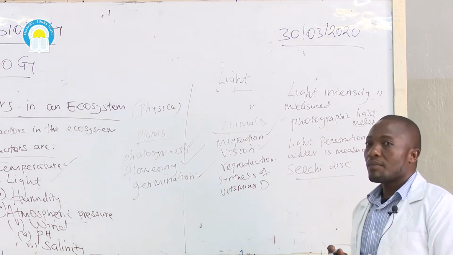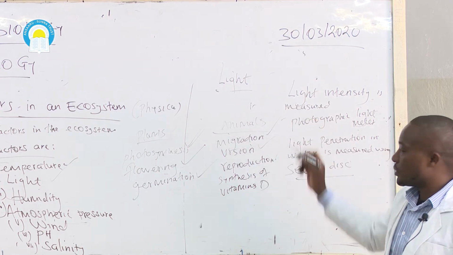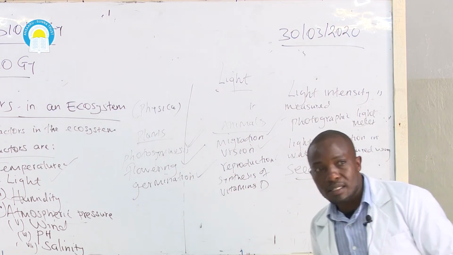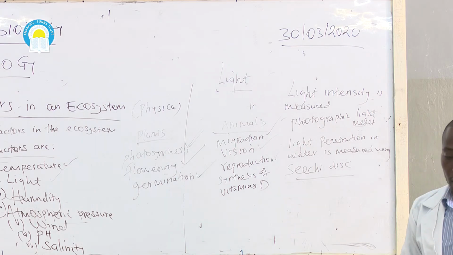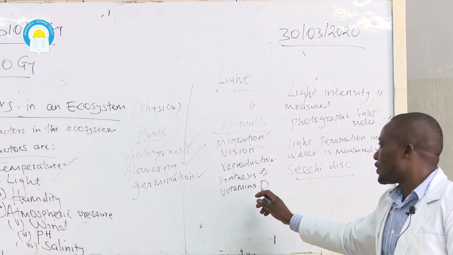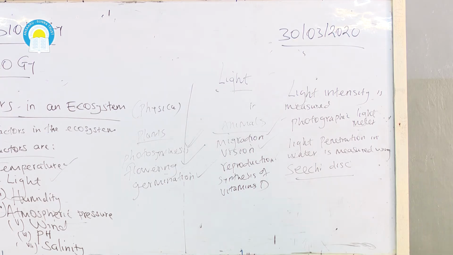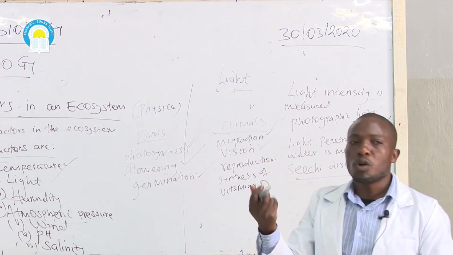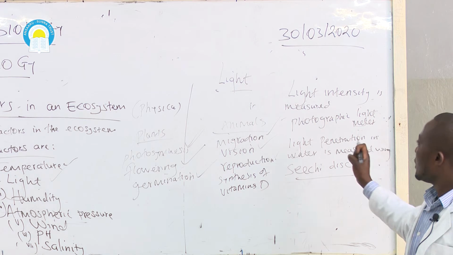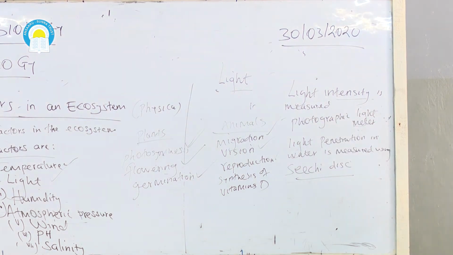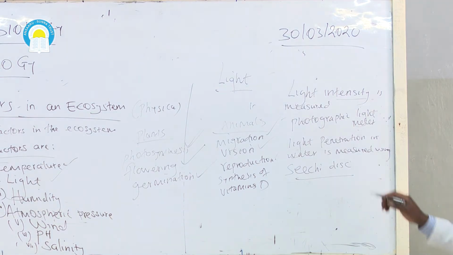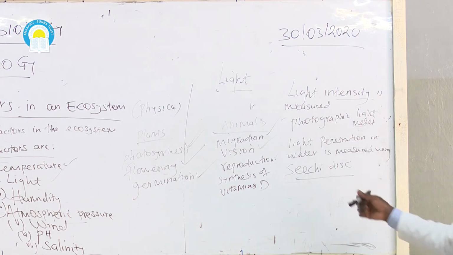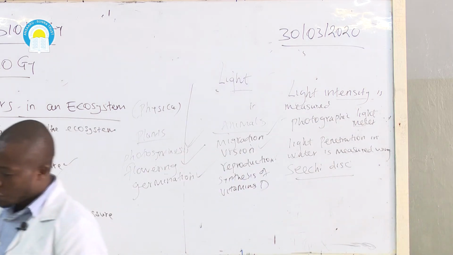Then reproduction, some animal species require light to carry out reproduction. And finally, light is necessary in the synthesis of vitamin D, which is necessary in bone formation. Because you know lack of vitamin D leads to what we call rickets. For each one of them, we must mention what instrument is used to measure it. The light intensity is measured using a photographic light meter, and the light penetration in water, because there are some organisms like aquatic animals, is measured using a secchi disk.